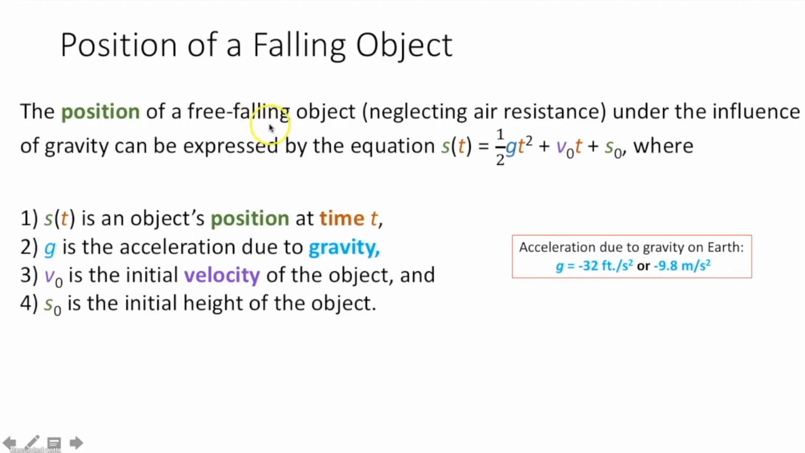Now, the position of a free-falling object, neglecting air resistance under the influence of gravity, can be expressed by the equation s of t, position, is equal to 1/2 g t squared plus v sub 0 times t plus s sub 0, where s of t is the object's position at time t, g is the acceleration due to gravity, v sub 0 is the initial velocity of the object, and s sub 0 is the initial height of the object. And over here, you can see that the acceleration due to gravity is usually going to be negative 32 feet per second squared, or if you're using the metric system, it would be negative 9.8 meters per second squared. That's what you would plug in for g.